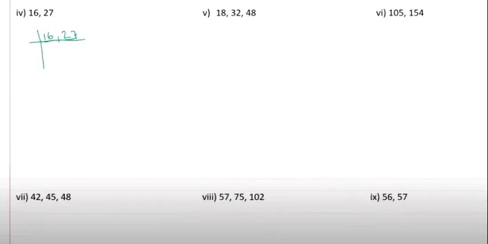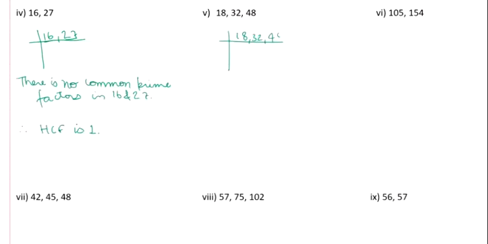In the next sum, we are asked to find the HCF of 16 and 27. However, these are such numbers that we don't have any common factor except for 1. So the HCF here is just 1.